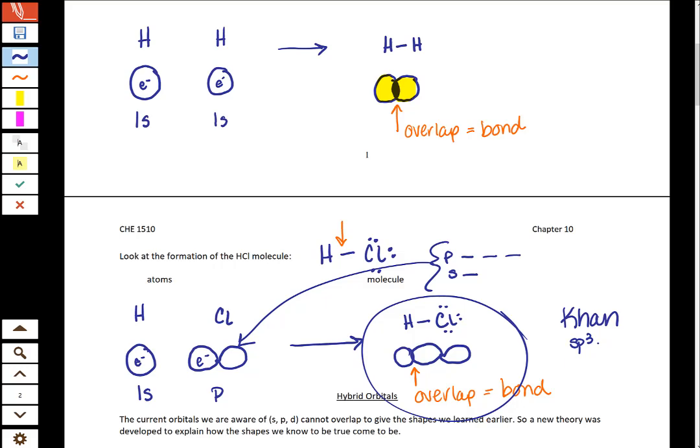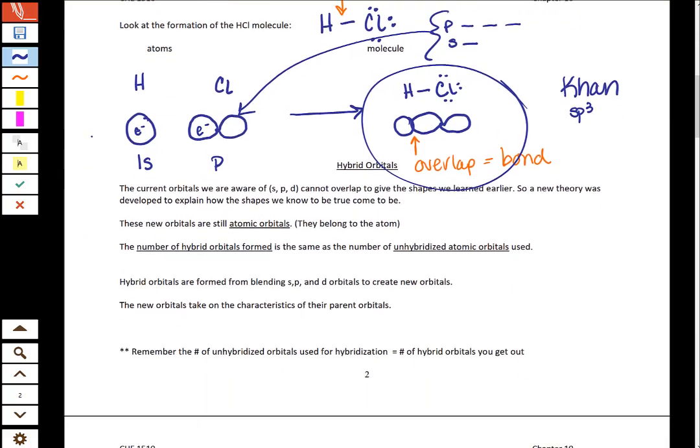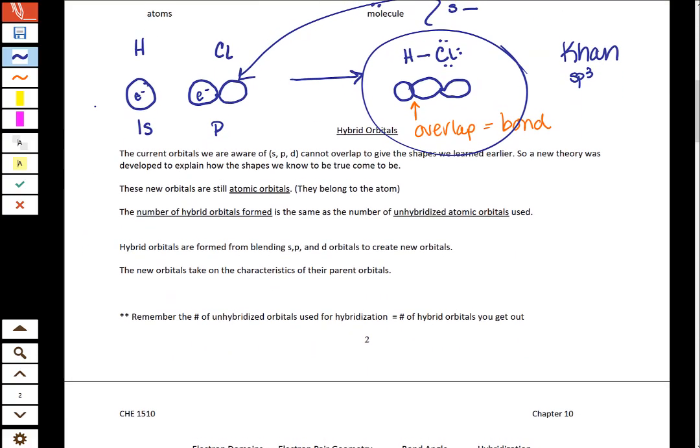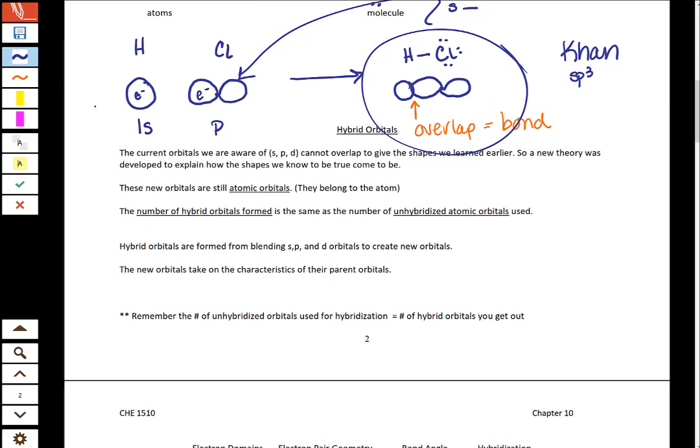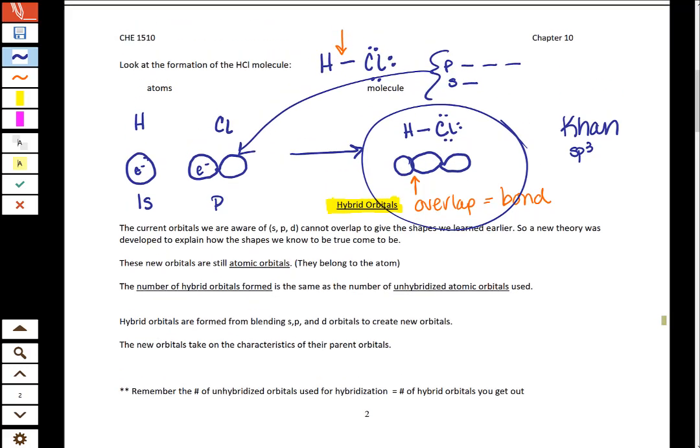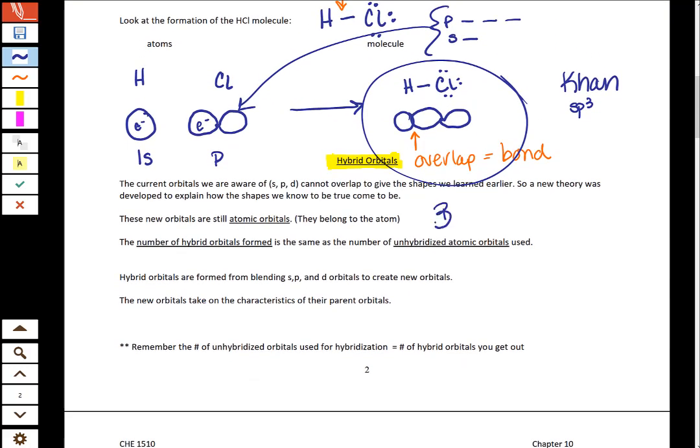So instead of doing that, because even though I care about why, you might not care about why, let's really quick talk about what happened. When they found out that valence bond theory didn't work, of course, what you have to do is start changing your theory. And so we changed to hybrid orbitals. Hybrid orbitals are just a blend of orbitals.